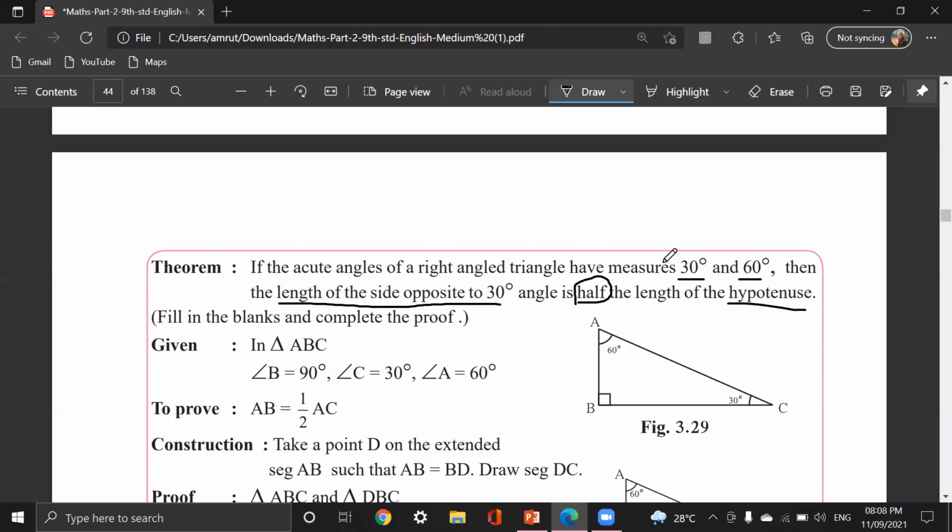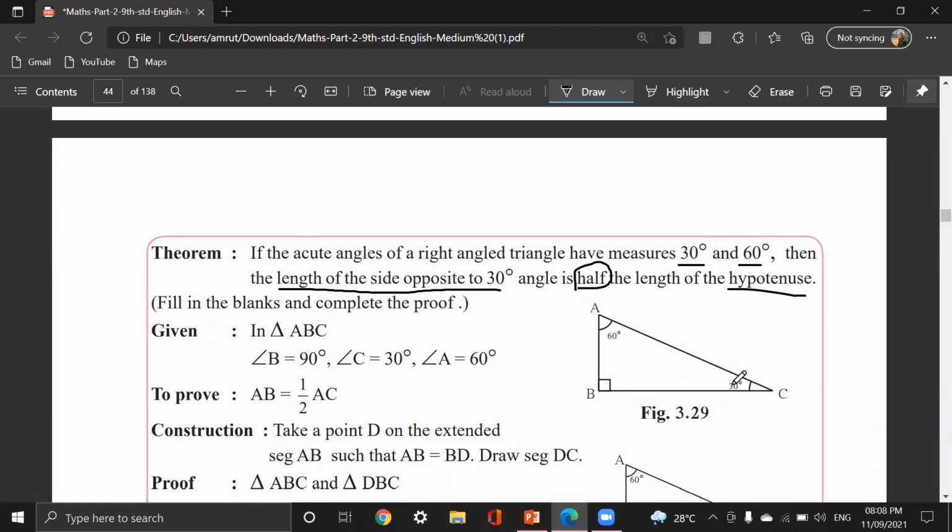So the if part is the given part, and the then part we have to prove. So let us write down the given part. First we have to draw this triangle, which has one angle 90°, another angle 30°, and another angle 60°. So we have triangle ABC, angle B is 90°, angle C is 30°, and angle A is 60°.